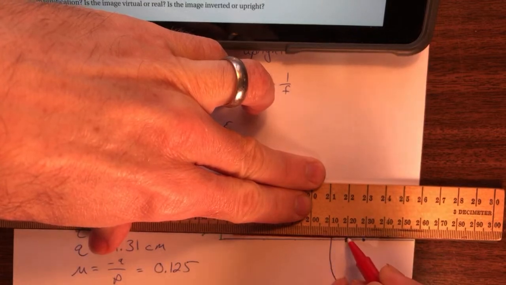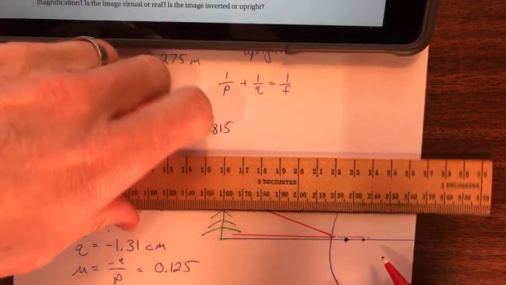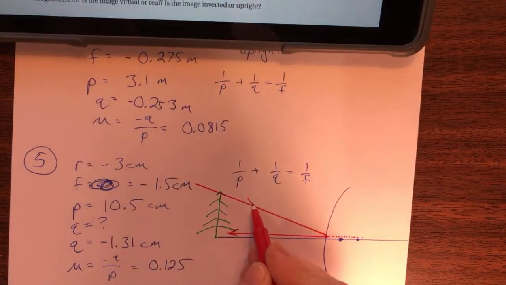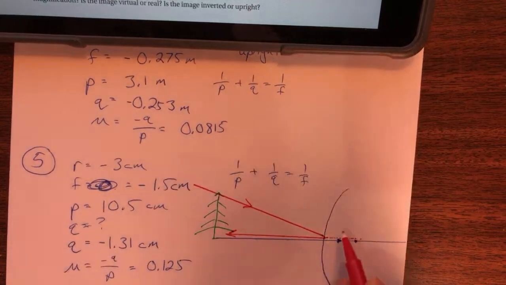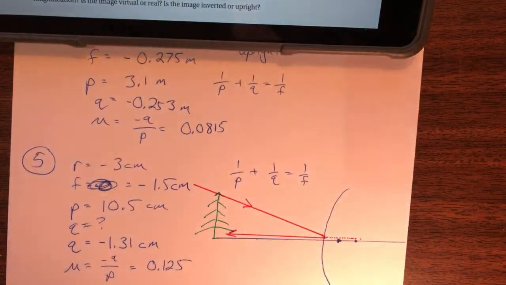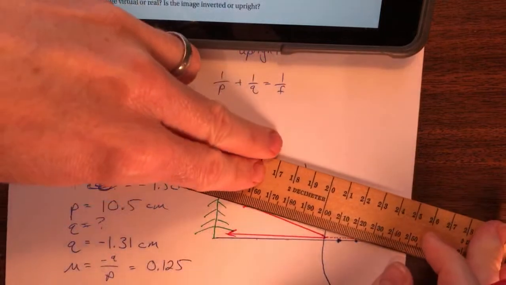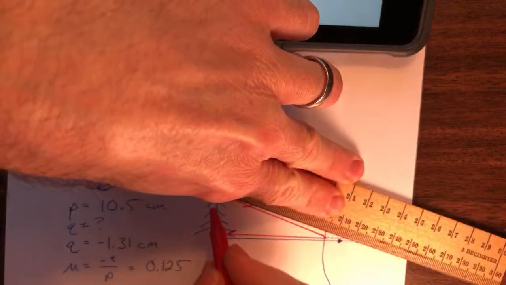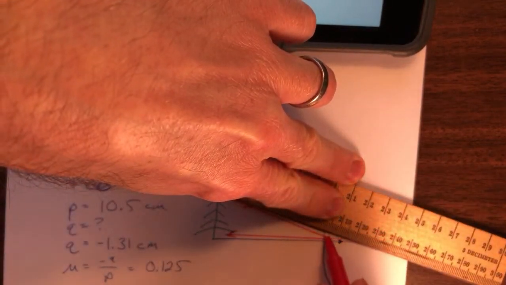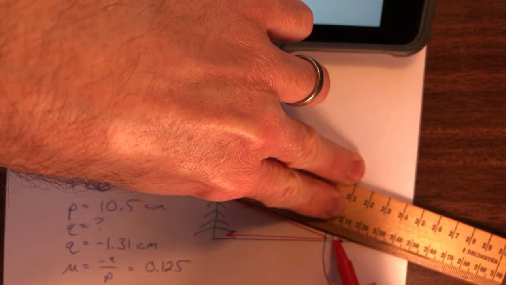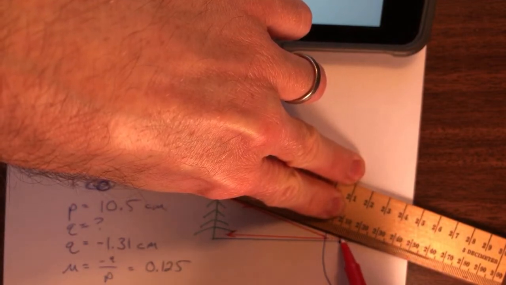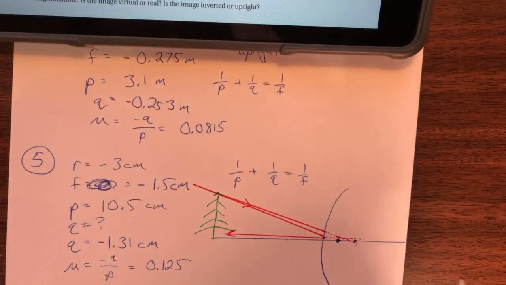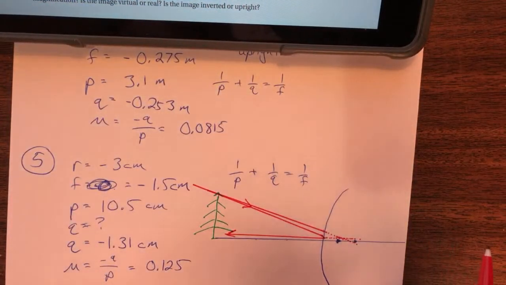But we're going to have, oh man, you just won't even be able to draw this. It's going to be so small. But focal length in, parallel out, and then it's going to extend out this way. And then you can do the same thing for the center. All right, center in, center out. Just like this. Center in, center out, and then it's going to extend this way.